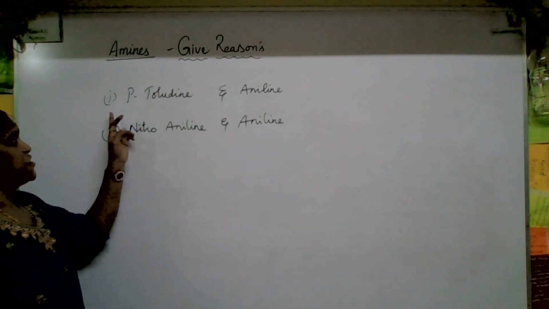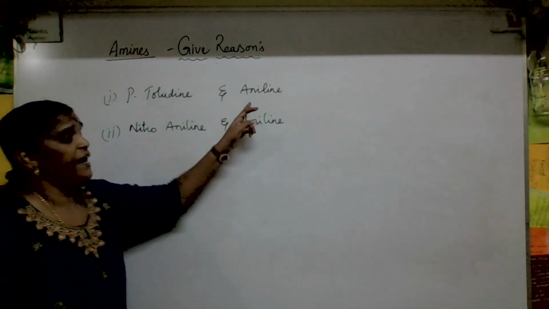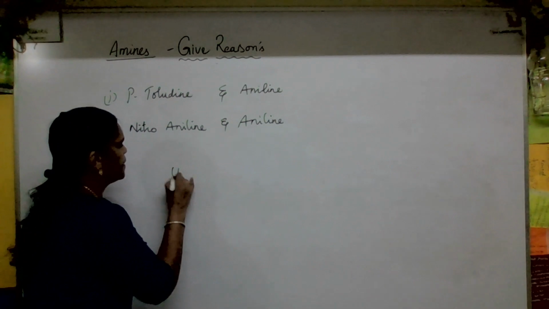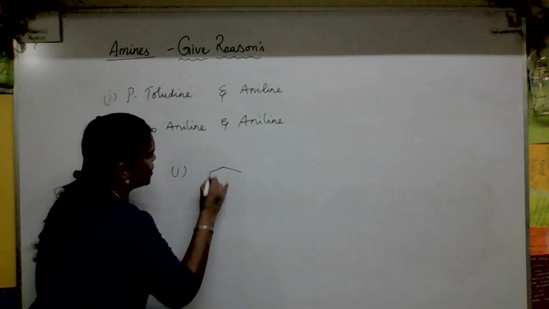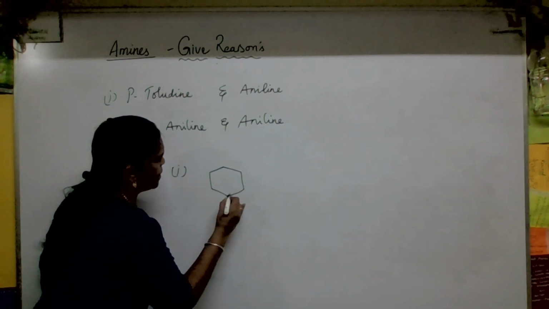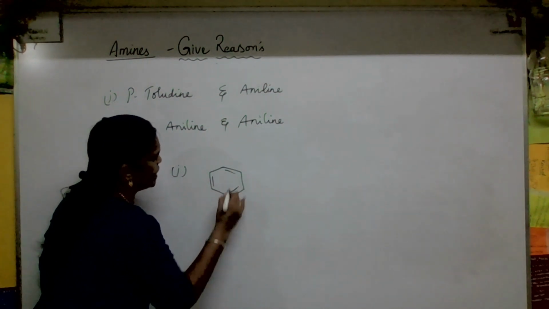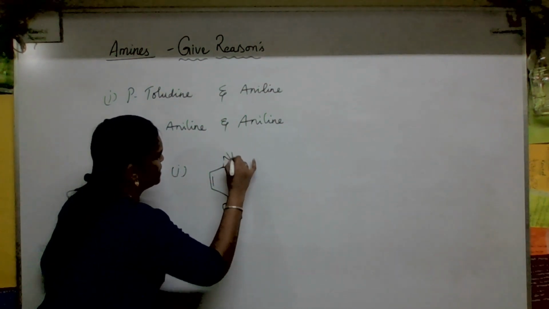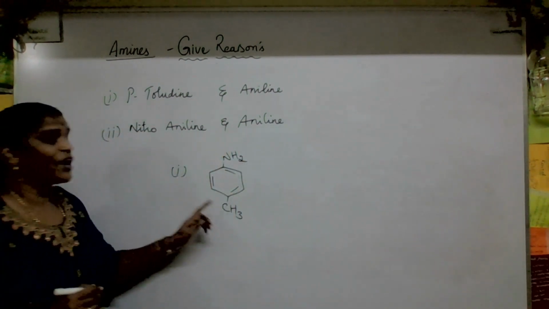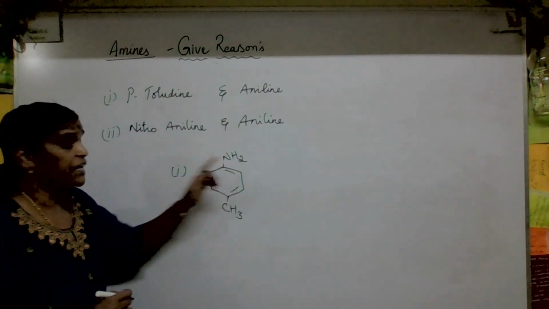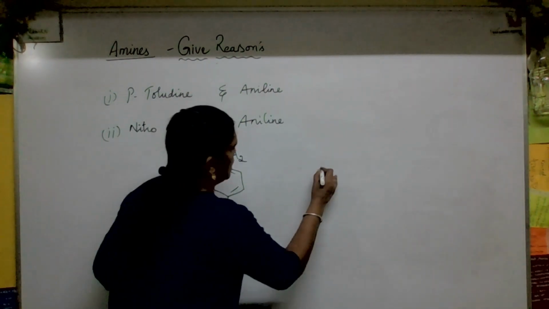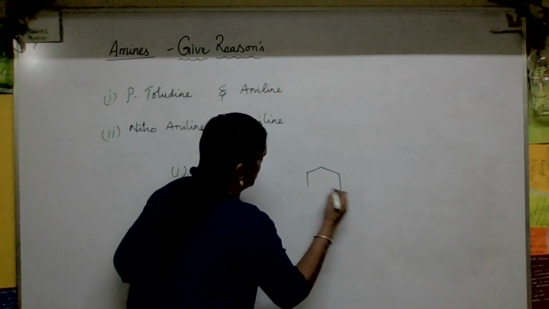Now the next question: paratoluidine and aniline, which is more basic? Paratoluidine means a methyl group attached at the para position along with the amino group, CH3 and NH2. So this is paratoluidine, toluene connected with an amino group. And here is aniline, which of course you know very well.